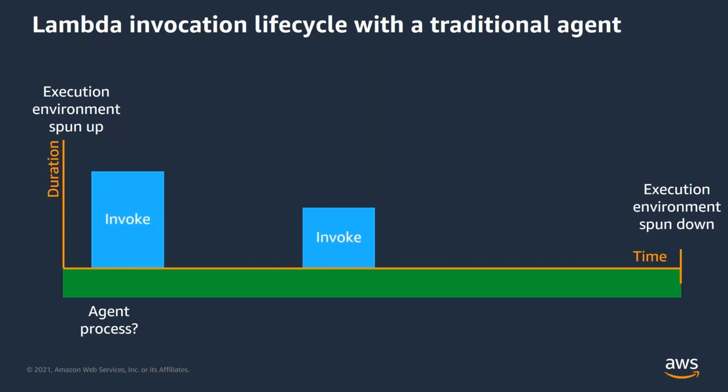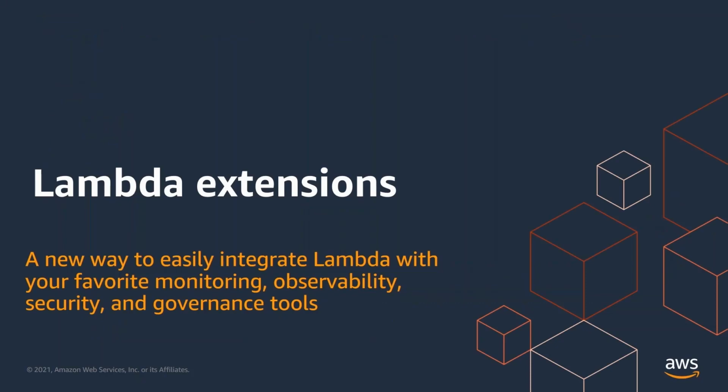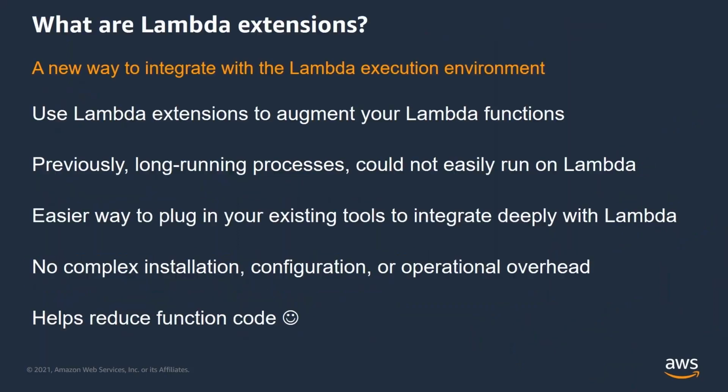But if we had to have the same kind of model for Lambda, which is short-lived compute where you don't pay for idle, this would be wasteful. If you had to maintain a long-running agent process that needed to stay running with intermittent invokes, this would cost more and that would be unnecessary. And so we've released Lambda extensions, which is a new way to easily integrate Lambda with your favorite tools. Lambda extensions augment your Lambda functions and work within Lambda's shorter compute duration without having to maintain a long-running process.